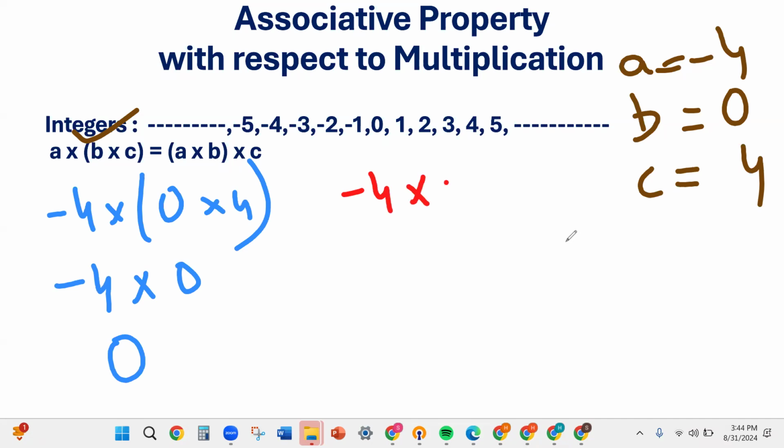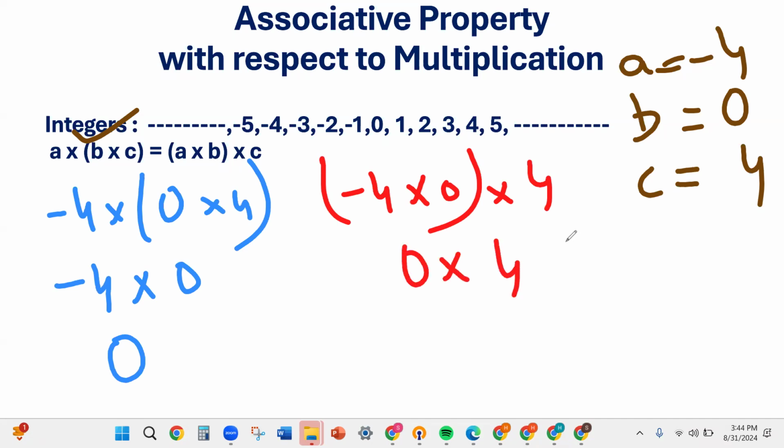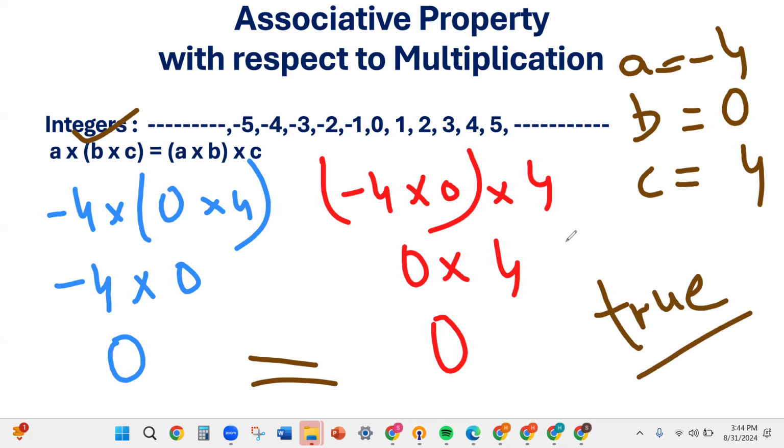-4 multiplied by 0 and 0 multiplied by 4. 0 multiplied by 4 is 0. So they both are equal. 0 is equal to 0. So this property is true. Associative property with respect to multiplication is true.